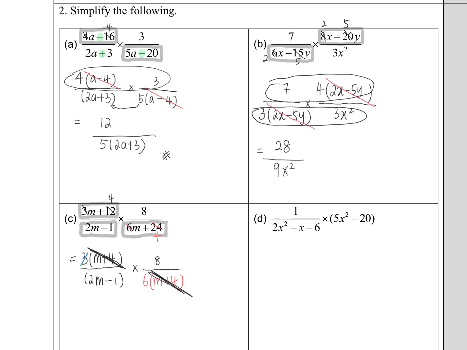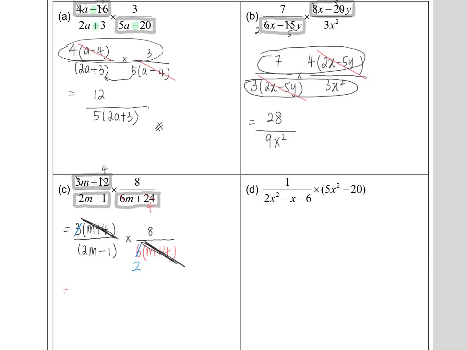3 and 6. Anything else I can cancel? Have. 8 and 2. Teacher, you say you can't do that. Top and bottom can. Okay, never mind, we continue first. Can you see that 8 and 2 are also common? So can cancel some more. So the final answer is this one.